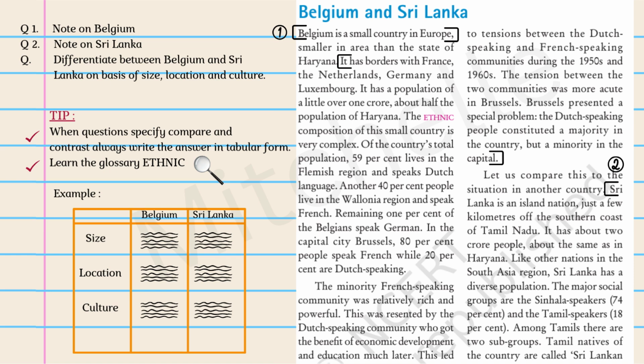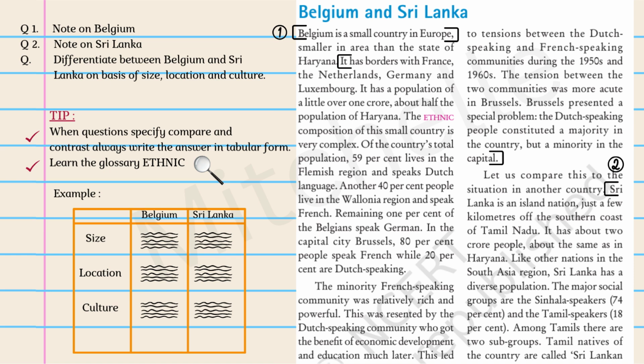Question 2, note on Sri Lanka. Now this answer starts on this page, but it continues on to the next page. So please mark it as it is shown. Question 3 is differentiate between Belgium and Sri Lanka on the basis of size, location and culture.